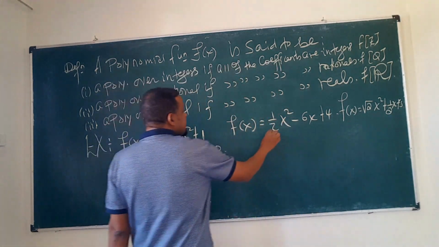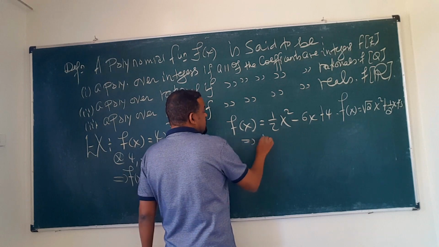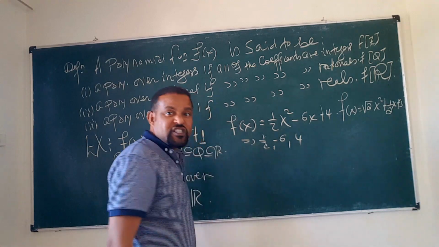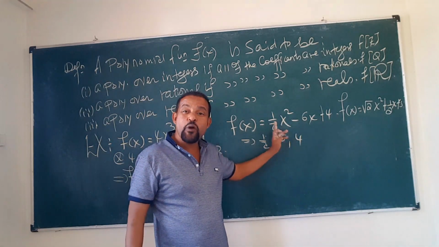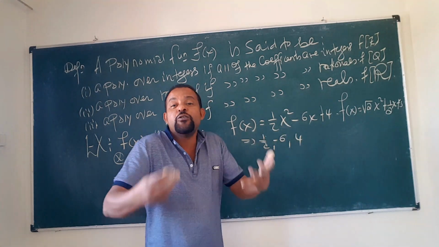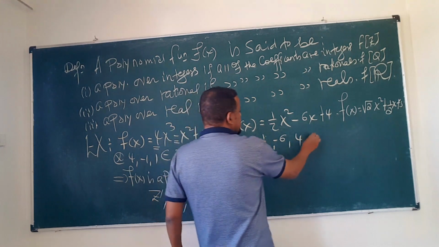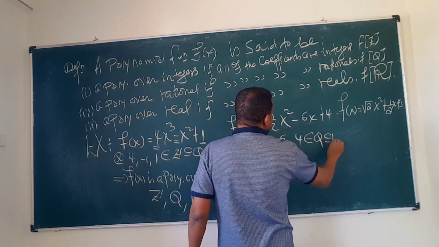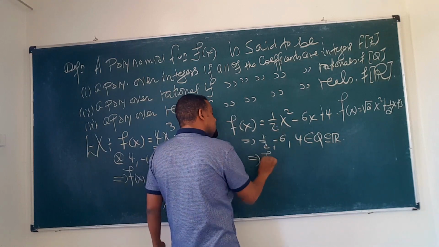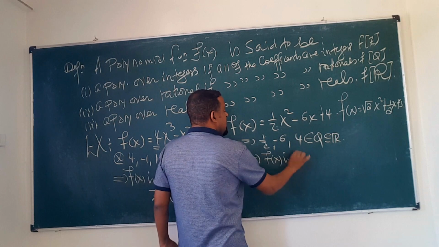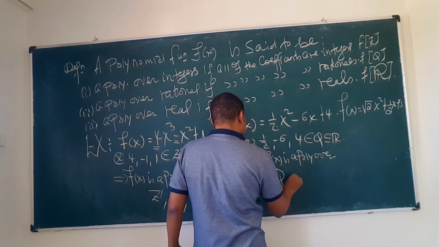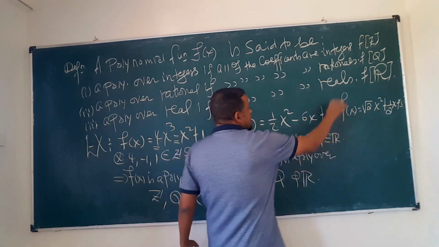Right? In the second case, look. What are the coefficients? The coefficients are 1 over 2, -6, and what? 4. You know that 1 over 2 is not an integer, right? So this cannot be a polynomial over integers. What can it be? A polynomial over rationals. You know that rational numbers are real numbers, so these are members of the rationals, which is a subset of real numbers. Therefore, this is a polynomial over what? So f of x is a polynomial over rationals and over real numbers.